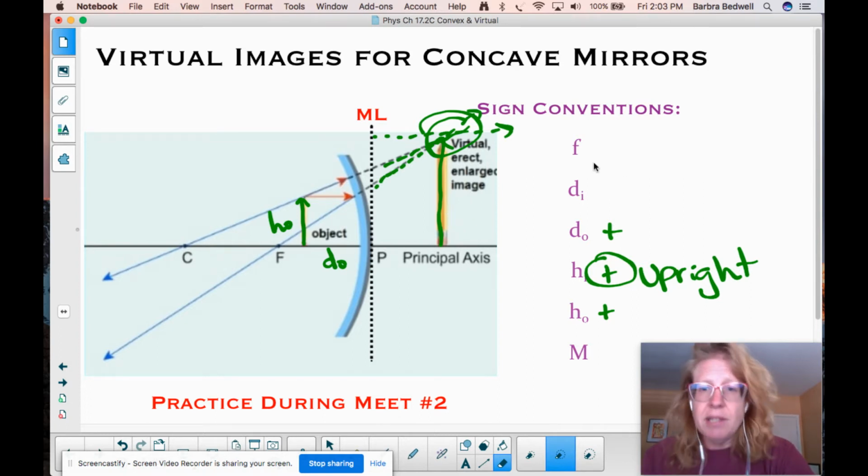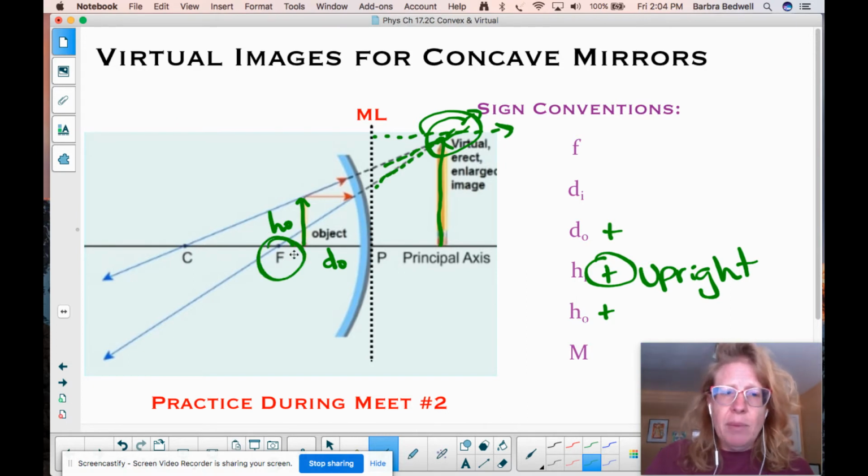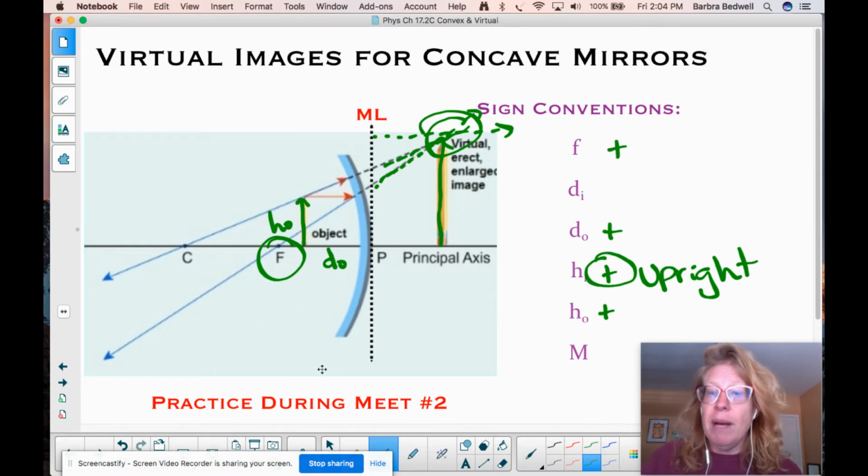Okay, DI is a little bit weird, and F is a little bit weird. Actually, I shouldn't say F isn't weird yet. F on this side, we haven't talked about F yet, but it becomes important when we start talking about convex mirrors as soon as we throw that in there. By definition, we're going to call the focal point of a concave mirror positive because it's capable of producing real images. So that's the positive F right there.